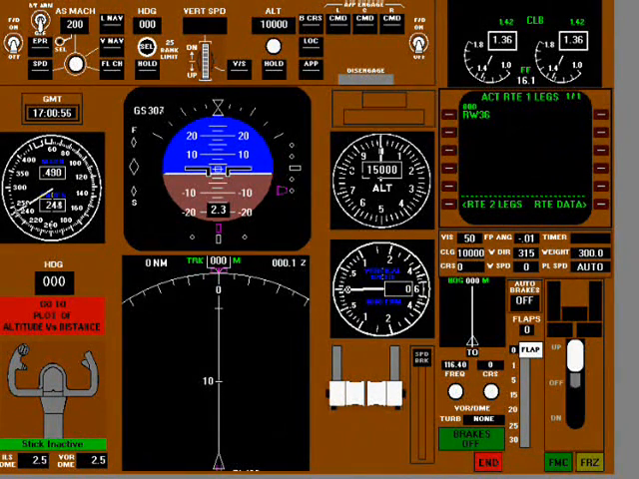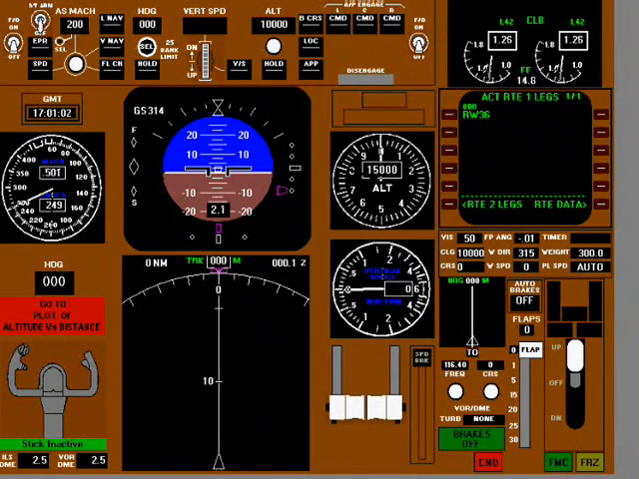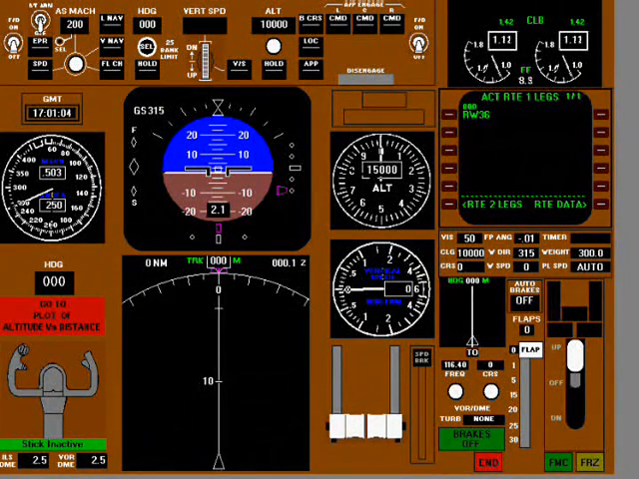As we approach 250 knots, the EPR will be reduced to 1.09 in order to maintain the airspeed at 250 knots.